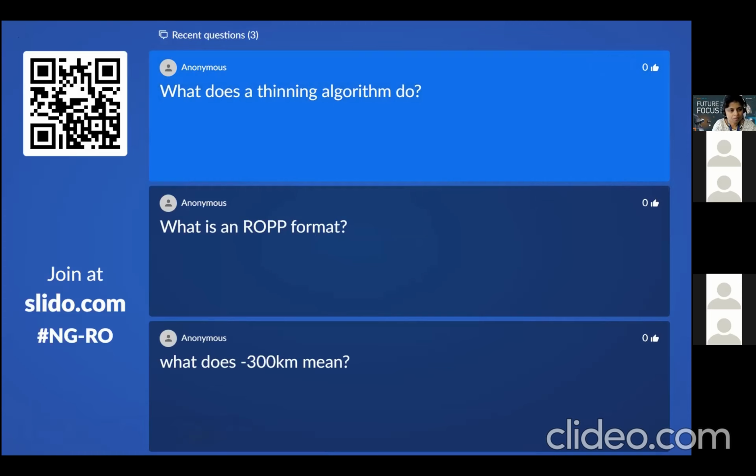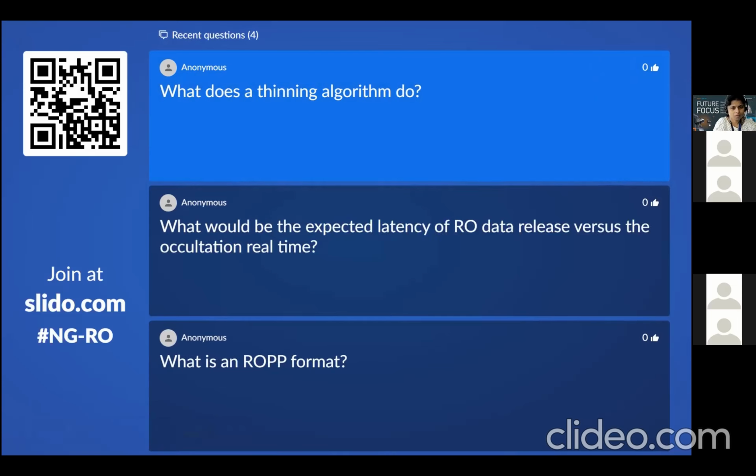What does a thinning algorithm do? It just means reducing the size of, for example, a set of bending angles. You can reduce the number of them, and there are various thinners available in ROPP, but we don't use it very often because we tend to use the same set of bending angle levels. But yes, it just means reducing the volume of data without, you hope, throwing away useful data.